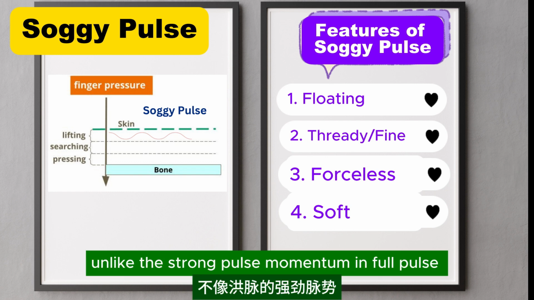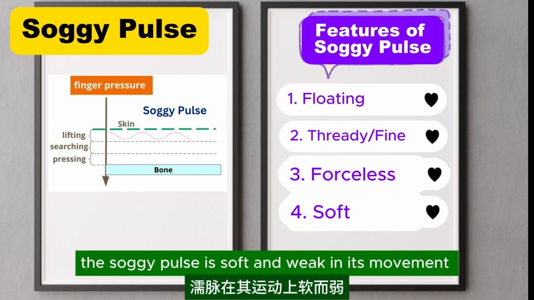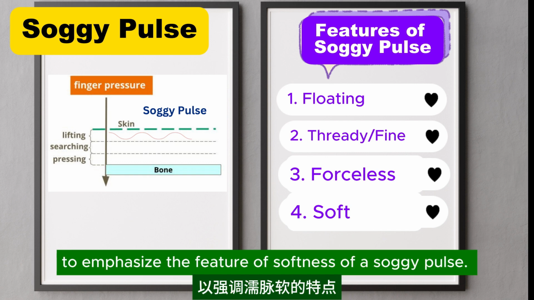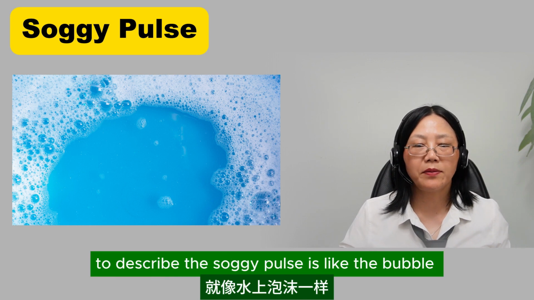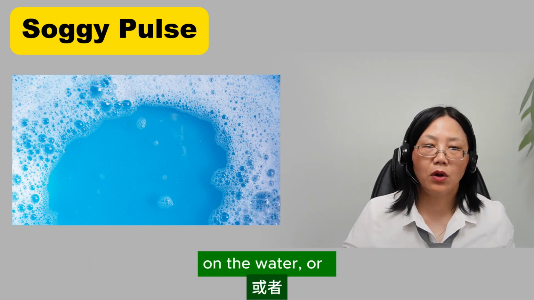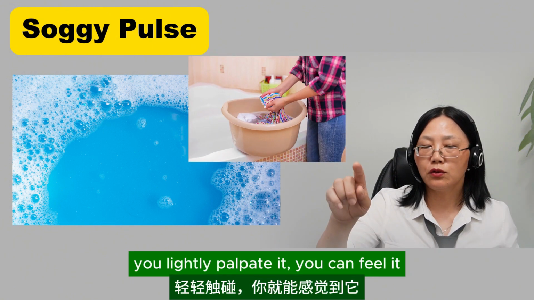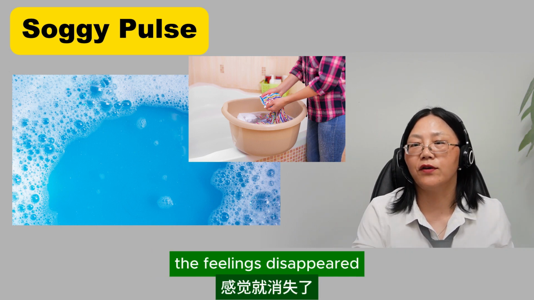Unlike the strong pulse momentum in full pulse, which is like a surfing wave, the soggy pulse is soft and weak in its movement. Sometimes the soggy pulse is called a soft pulse, to emphasize the feature of softness. The general metaphor used to describe the soggy pulse is like a bubble on the water, or very light silk soaked in water. You lightly palpate it, you can feel it, but if you press a little hard, the feeling disappears.